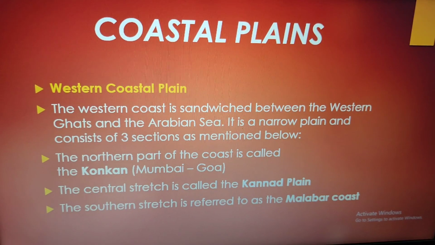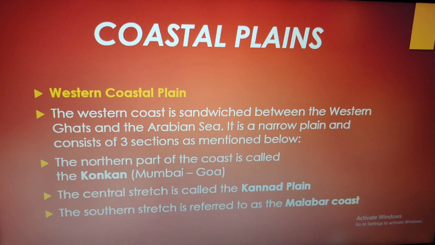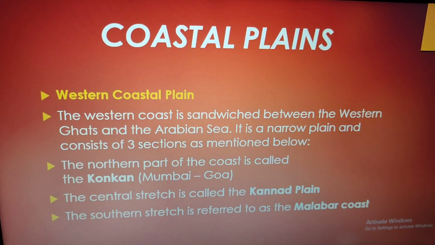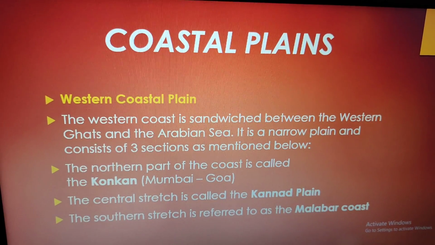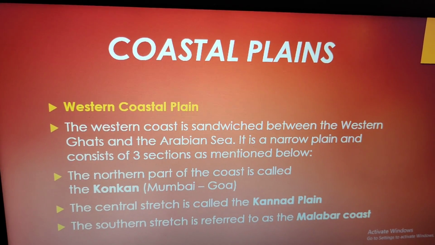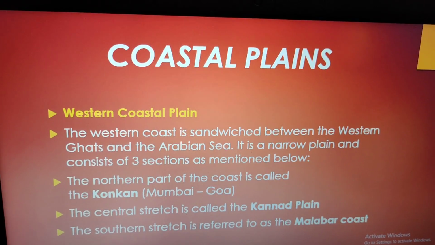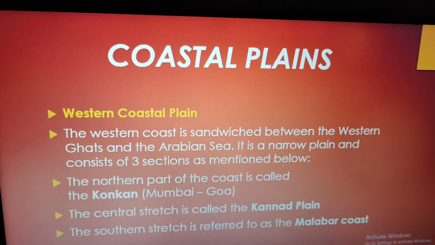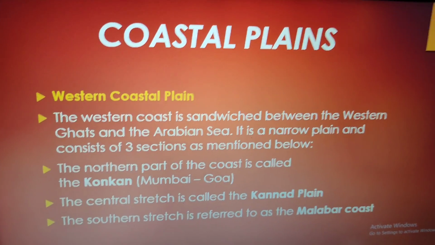Western Coastal Plain. The western coast is sandwiched between the Western Ghats and the Arabian Sea. It is a narrow plain and it consists of three sections as mentioned below. The northern part is called the Konkan. The central stretch is called the Kannad Plain. The southern stretch is referred to as the Malabar Coast.